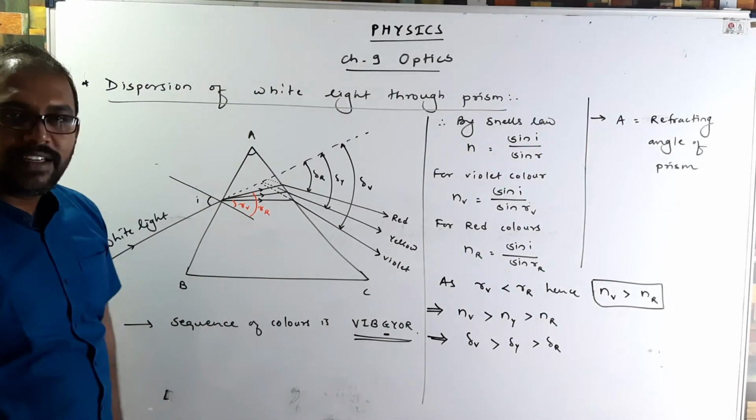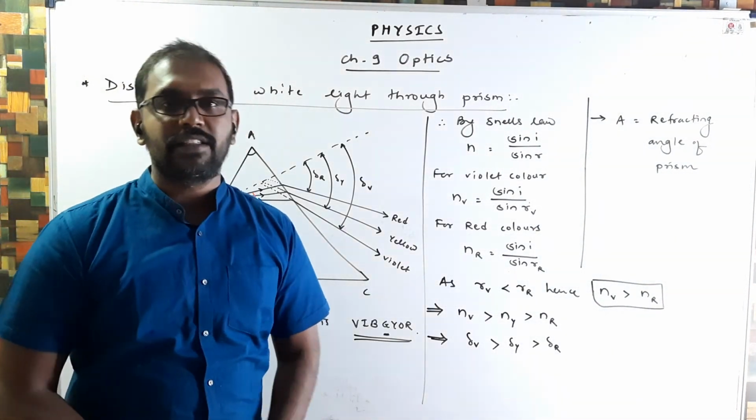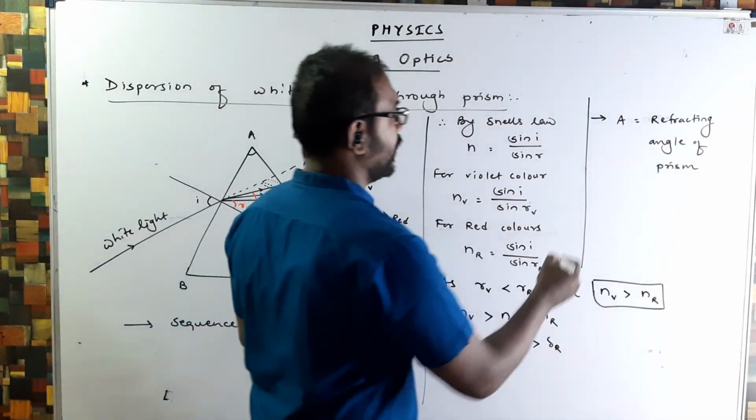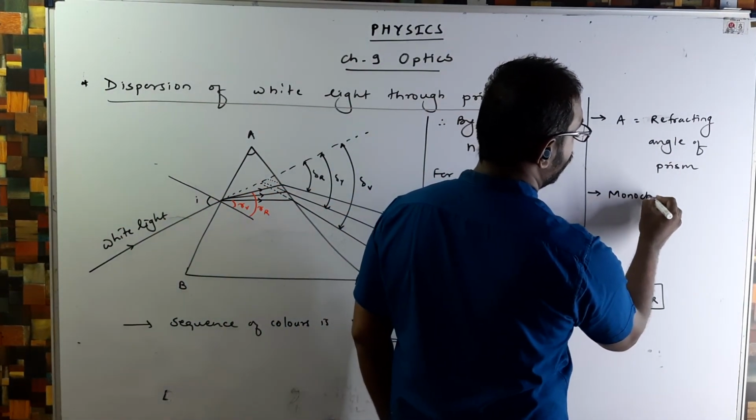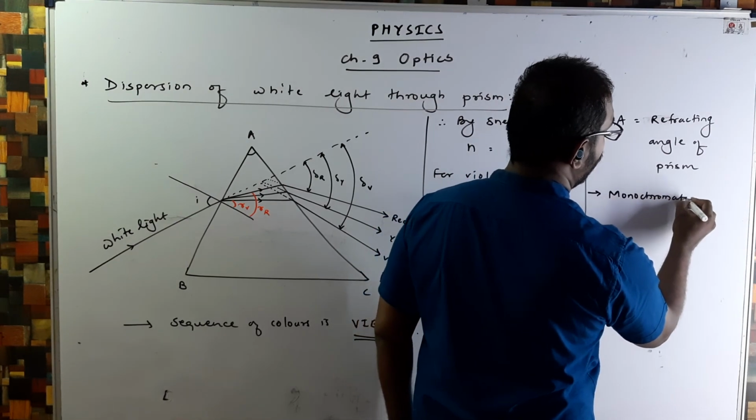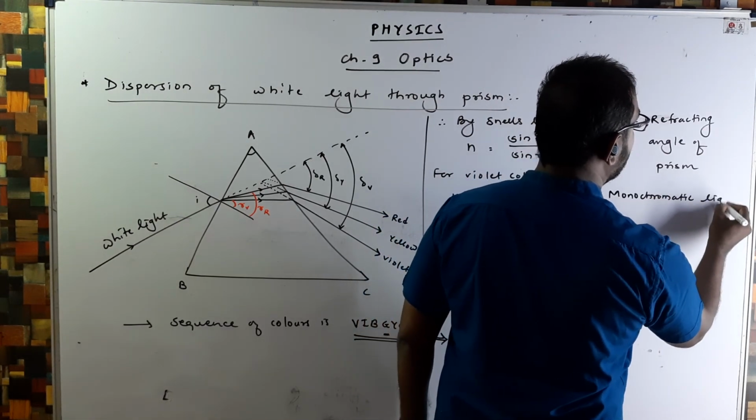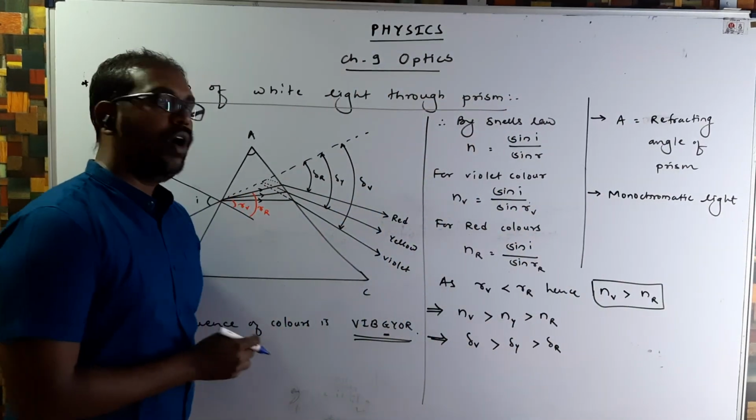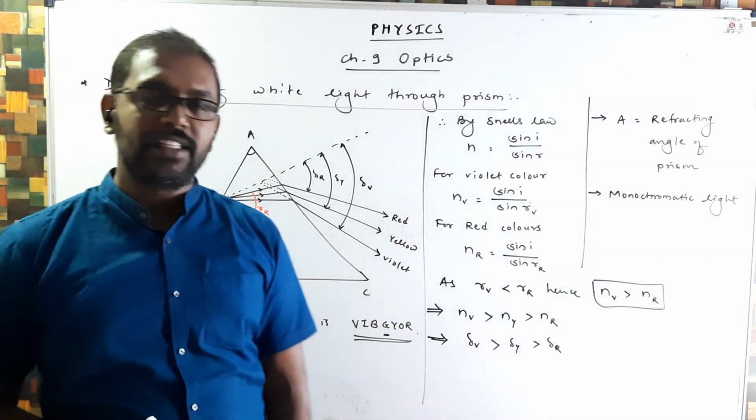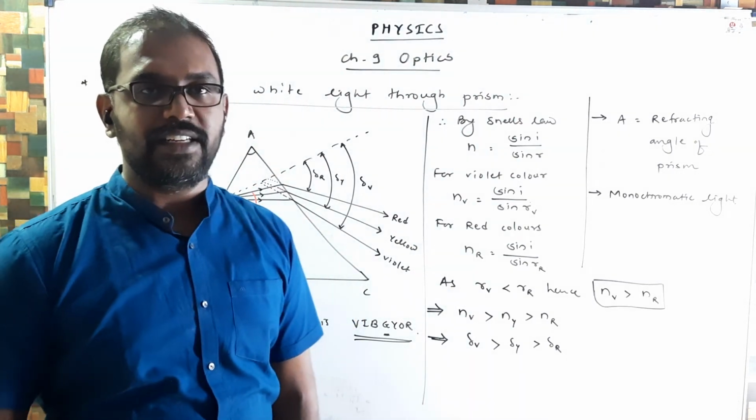And such light, single color light, is also called monochromatic light. Now the word is monochromatic. Monochromatic light means light of a single wavelength, or single color light is called monochromatic light. That you remember.